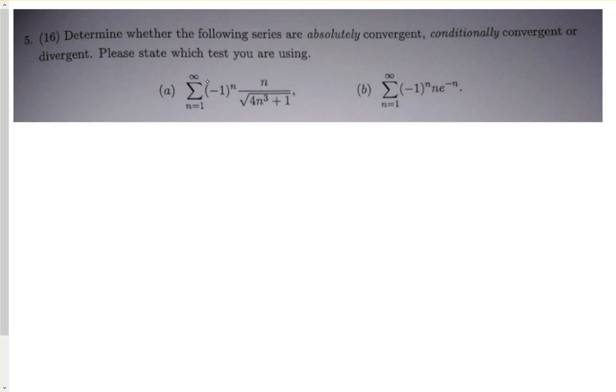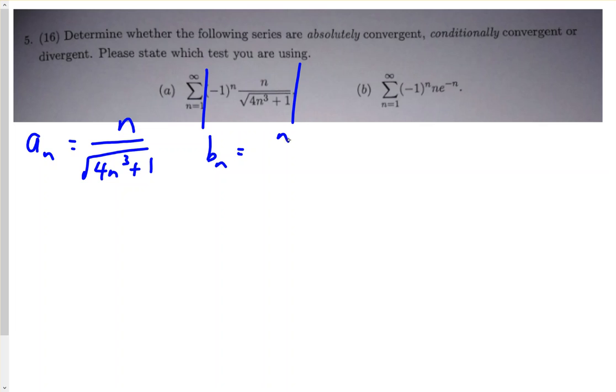if we take absolute value here, we're going to say an is just n over the square root of 4n cubed plus 1. And then for limit comparison, we're going to say bn would be n over the square root of n cubed. Now the square root of n cubed would be n to the 3/2, which if we were to reduce this would come out to 1 over n to the 1/2. Okay, so that's our bn.